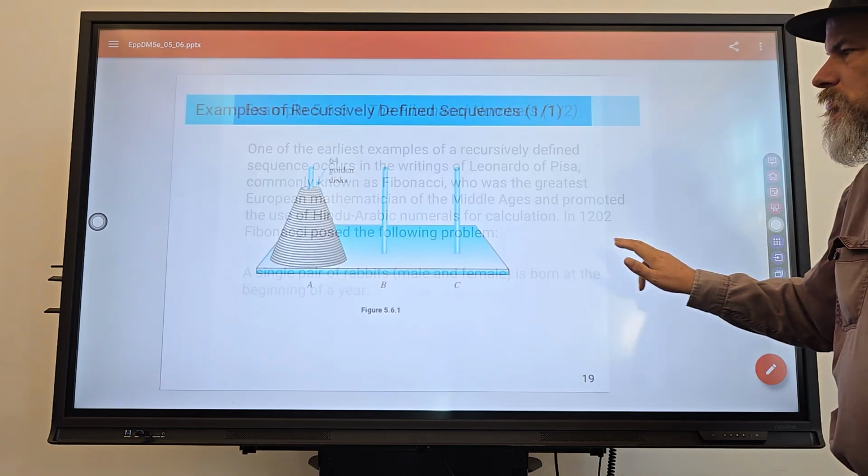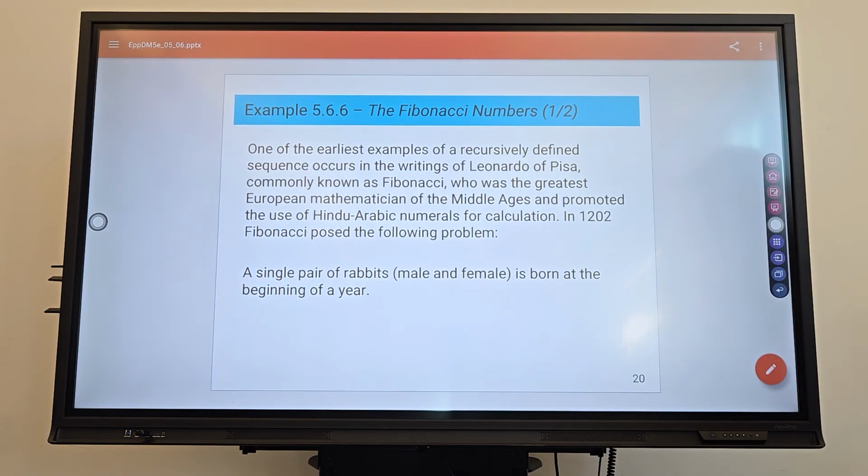But one of the earliest examples of a recursively defined sequence occurs in the writings of Leonardo da Pisa, commonly known as Fibonacci, who was the greatest European mathematician of the Middle Ages and promoted the use of Hindu-Arabic numerals for calculation. In 1202, Fibonacci proposed the following problem.